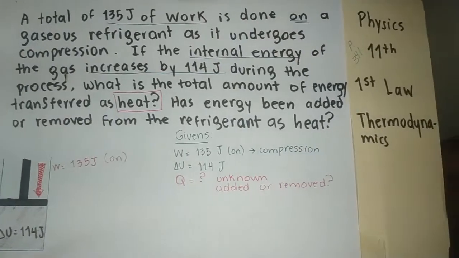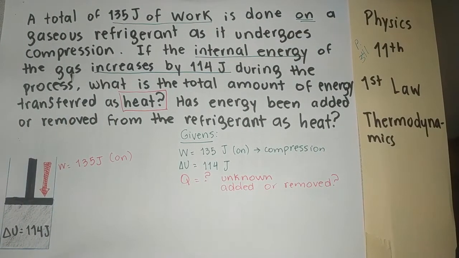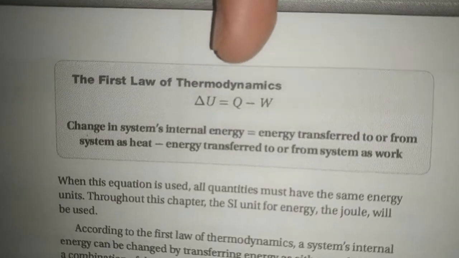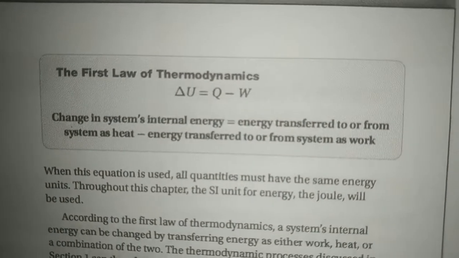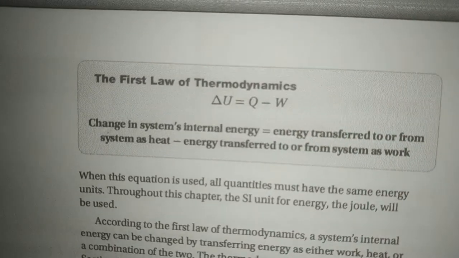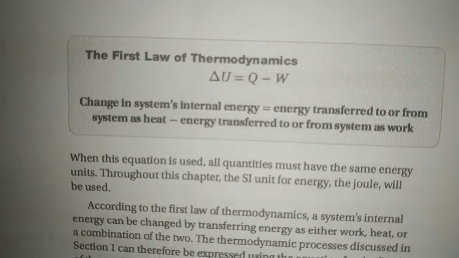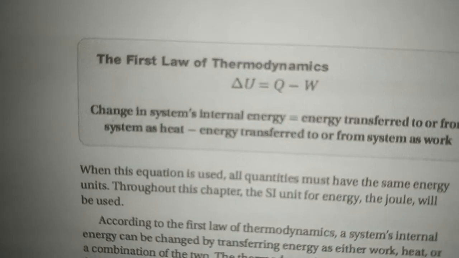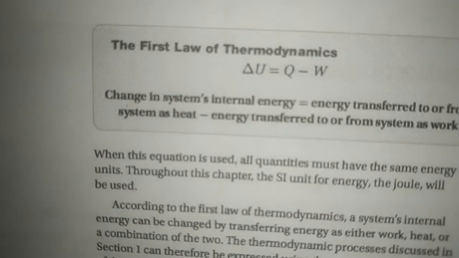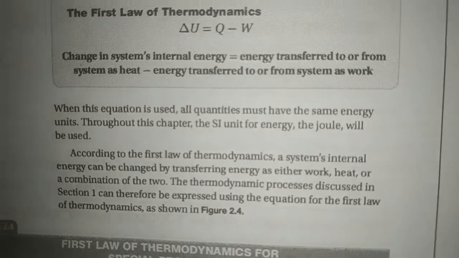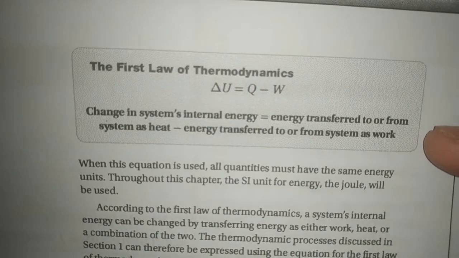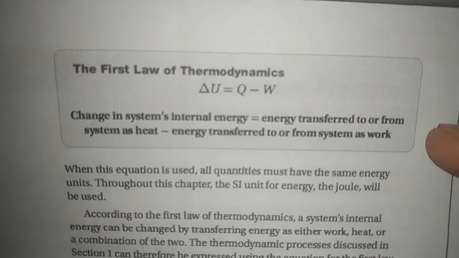Now, the first law of thermodynamics states that the change in the system's internal energy, we're going to call it delta U, or just U. Okay, Q is for heat and W is for work. So the first law of thermodynamics states that the change in the system's internal energy is equal to heat minus the energy transferred to or from the system as work. So this is the main equation that we're going to use according to the type of problem that we have.